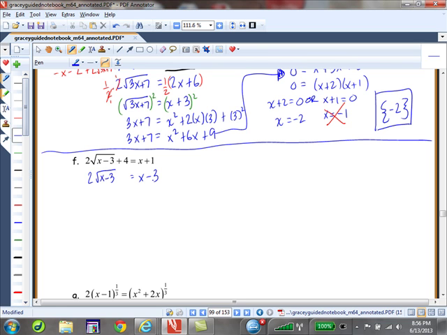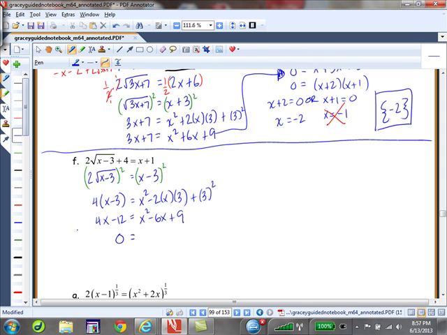And then why don't we just go ahead and square both sides right now. Be careful, you need to remember to square the 2 as well. So that's 2 squared times root x minus 3 squared. So we'll get 4 times quantity x minus 3 equals, and again, x squared minus 2 times x times 3 plus 3 squared. So we'll get 4x minus 12 is equal to x squared minus 6x's plus 9.